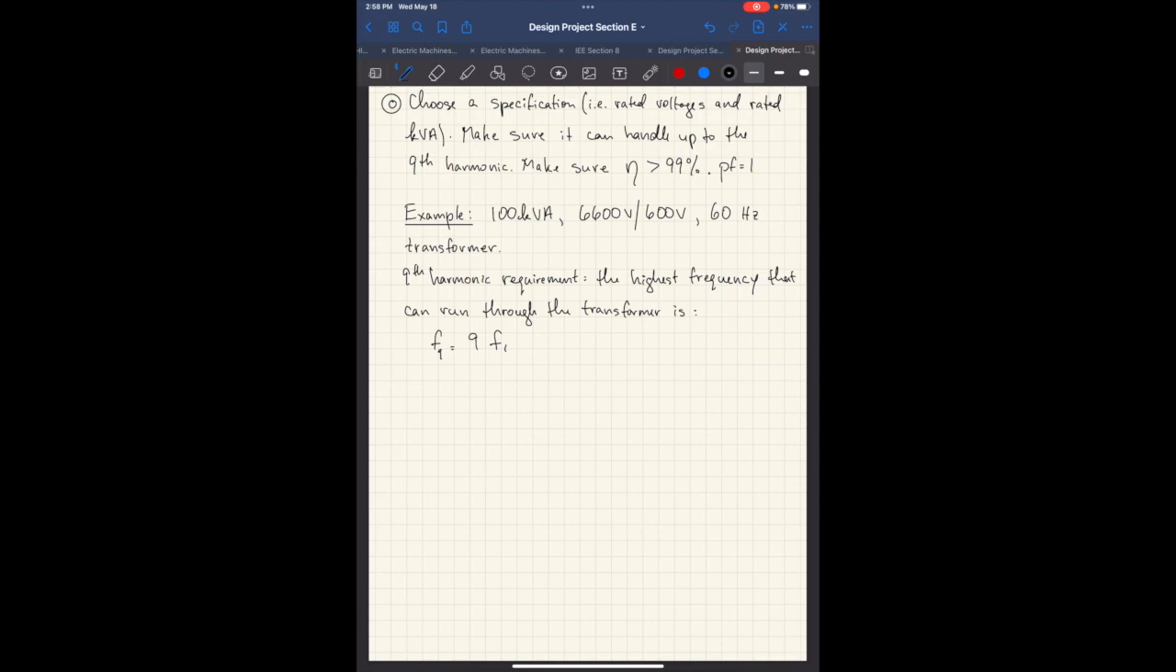So, our fundamental frequency is going to be 60 hertz. We live in North America, so it's 60 hertz. And we can now find the frequency of the ninth harmonic. It's going to be 540 hertz. This is going to be important in our design process because our transformer needs to be able to handle that.